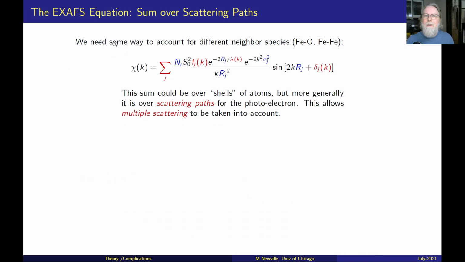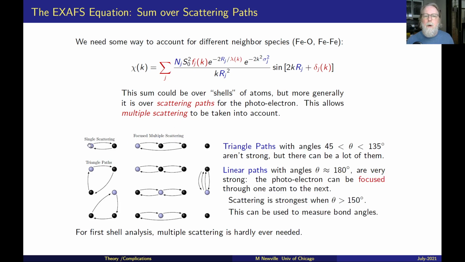The sum in the XAFS equation, as I mentioned earlier, is the sum over the scattering paths for the photoelectron. And this allows us to take into account multiple scattering, where we have not only single scattering back to the neighboring atom, but also triangular paths or so-called focused multiple scattering paths, or going back and forth multiple times. The formalism that we use treats all of these exactly the same, so that r is really the half path length. So here r would be this distance, half of the path length for a scattering path.